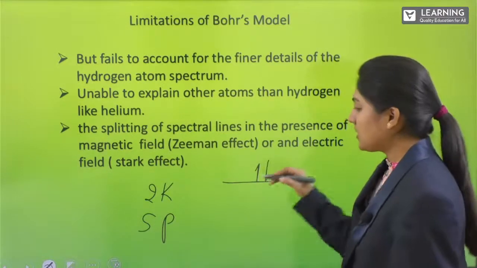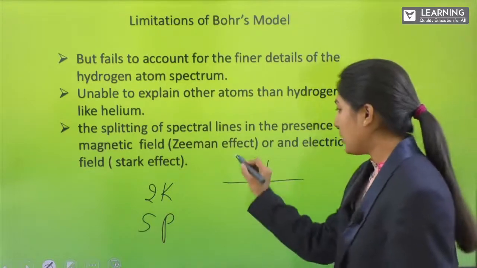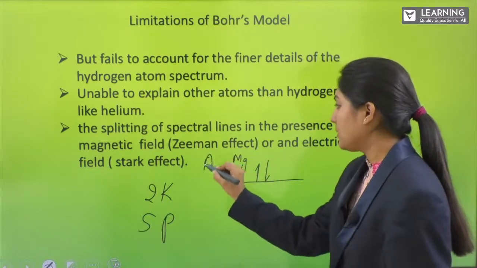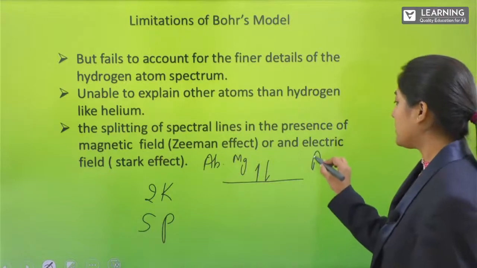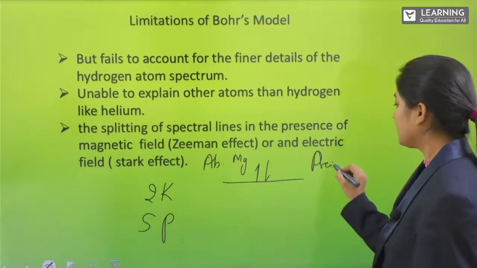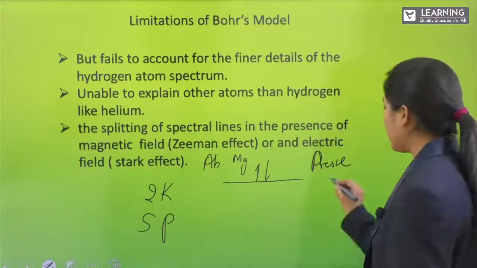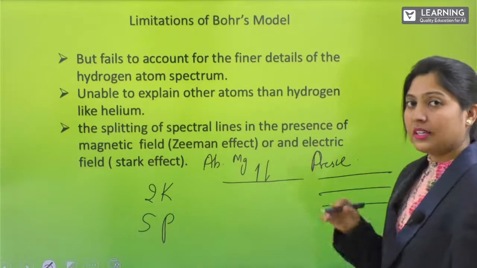So here you can just have one orbit on applying a magnetic field. This is in the absence of a magnetic field. If we apply a magnetic field, I'll take the example of a p orbital, which will be split into 3 different levels.